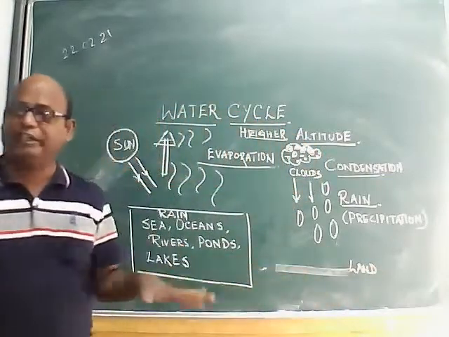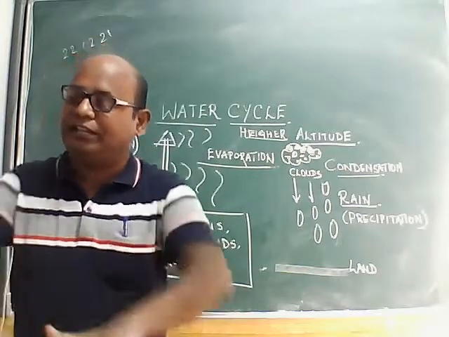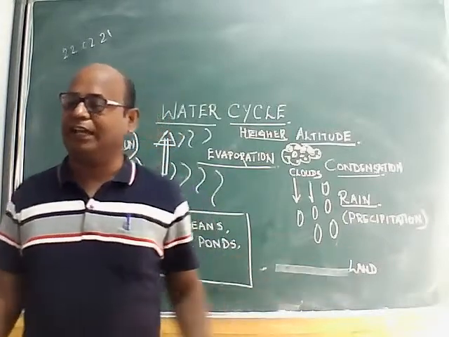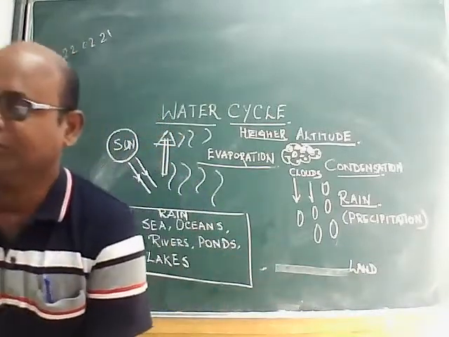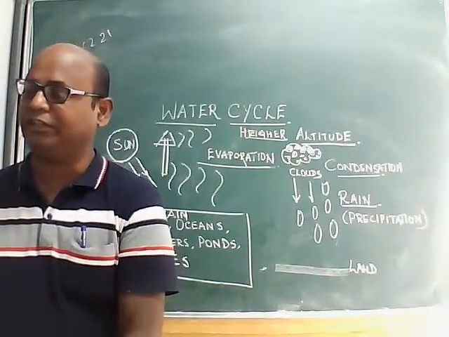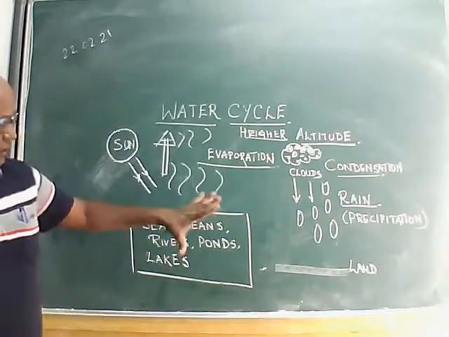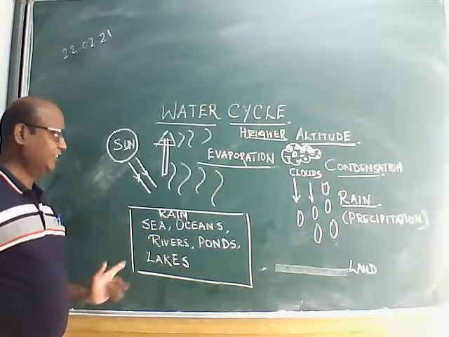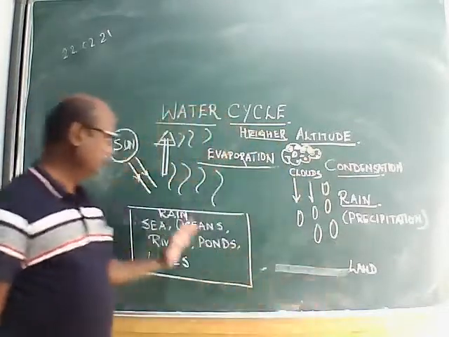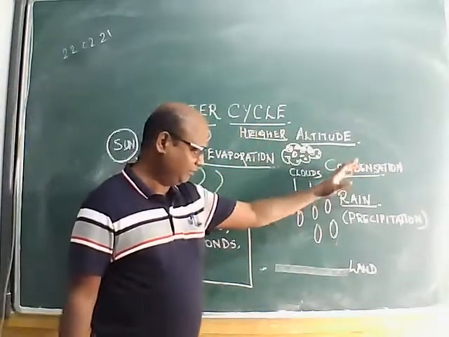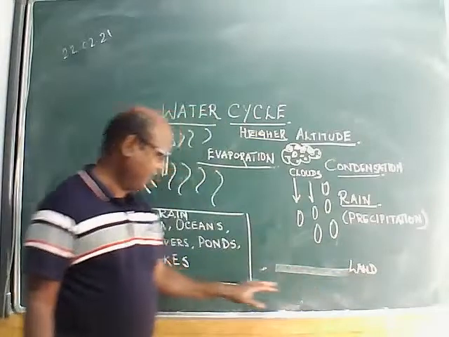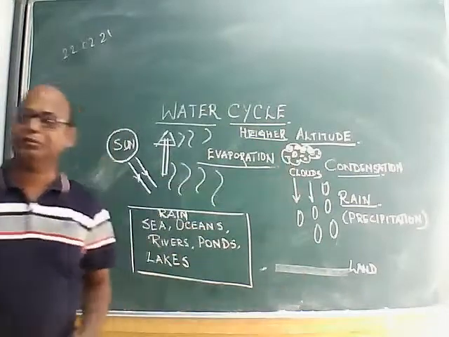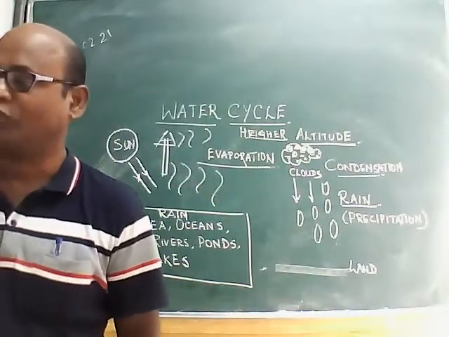Some water percolates through various layers of the soil and gets stored as underground water. Some water flows and adds up into the various natural resources of water like rivers, lakes, ponds. Again the process continues: evaporation, condensation, then again the water gets added in the various sources of water. Again the cycle is continued. That is known as the water cycle.